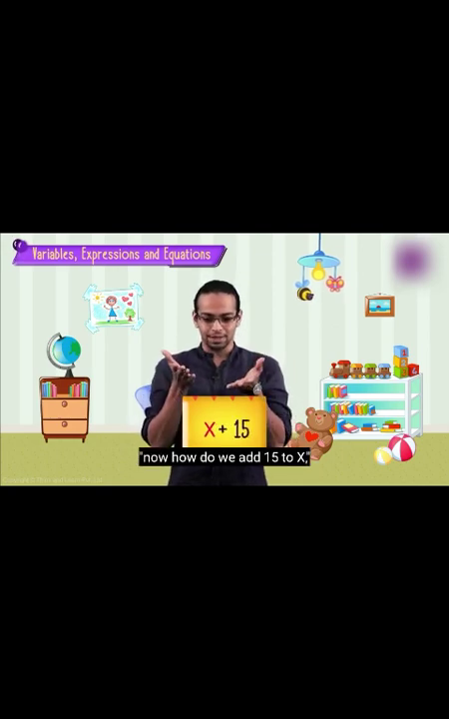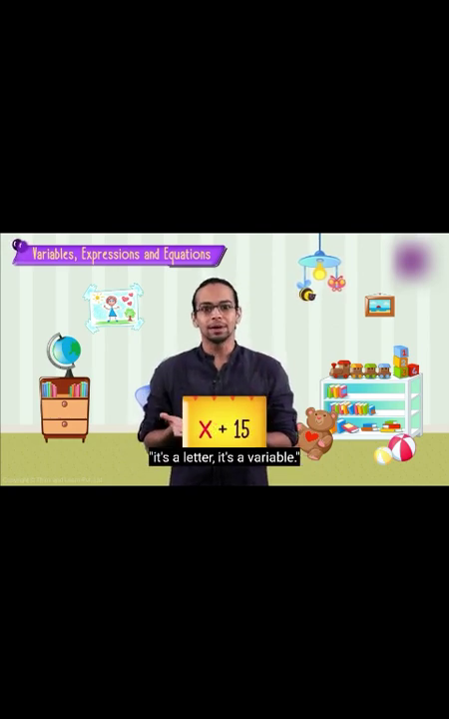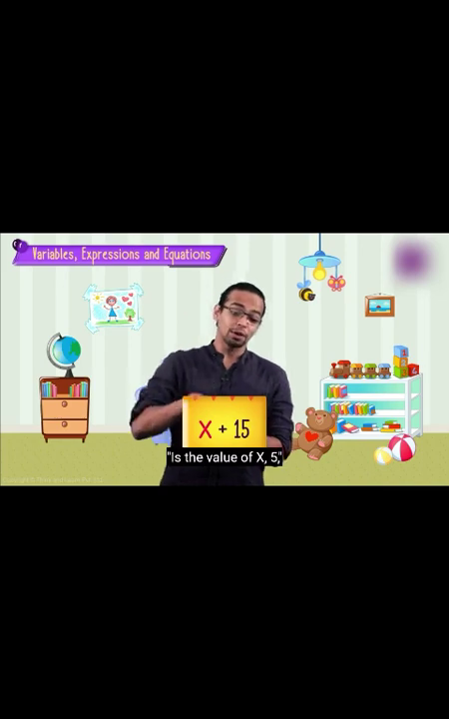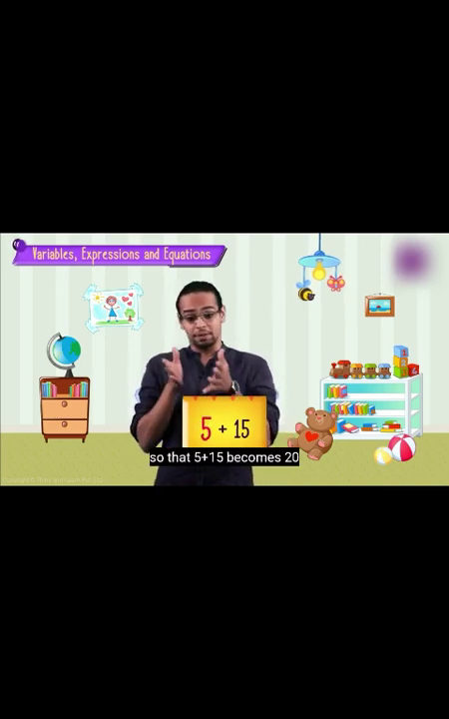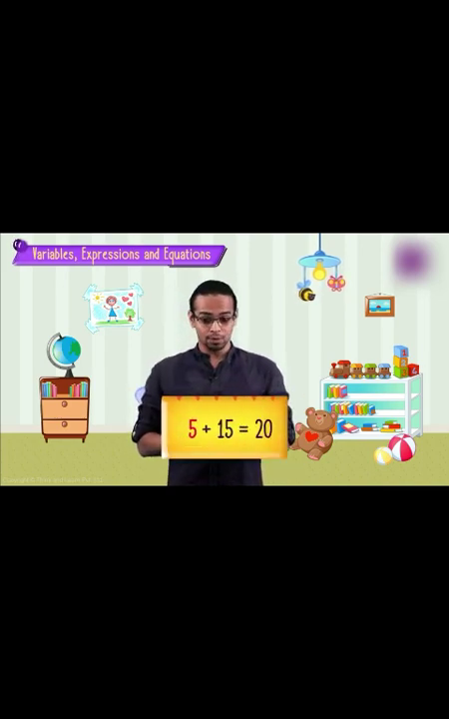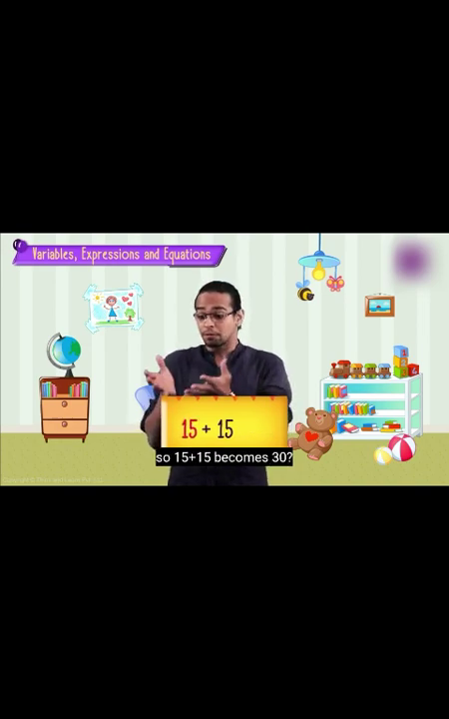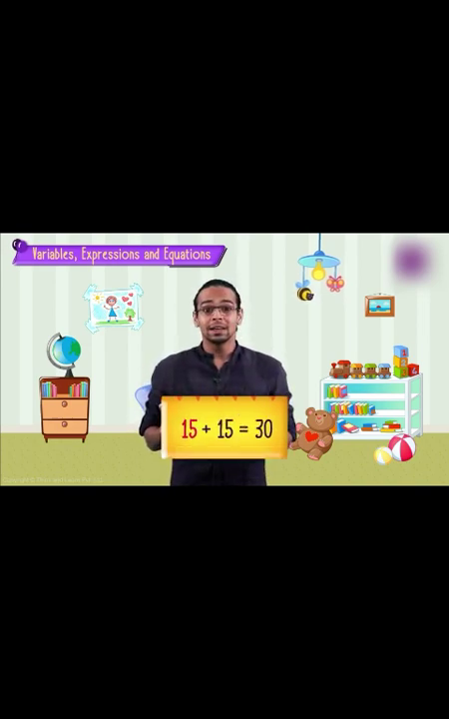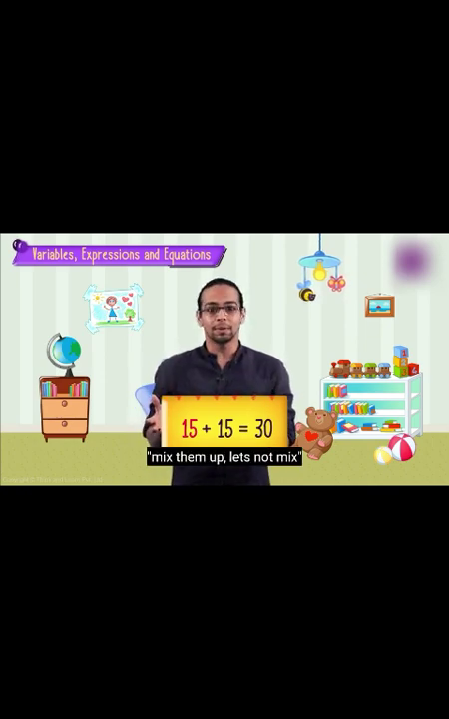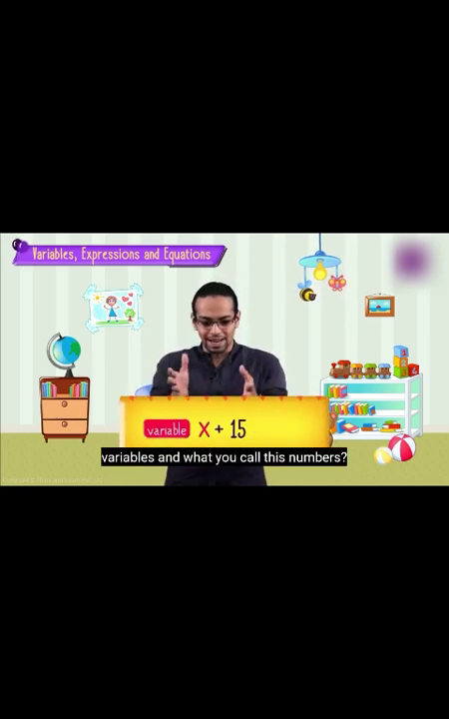Now, how do we add 15 to X? It's a letter. It's a variable. Is the value of X 5 so that 5 plus 15 becomes 20? Or is the value of X 15 so that 15 plus 15 becomes 30? I don't know, right? So for now, let's just not mix them up. Let's not mix variables and what do you call these numbers?